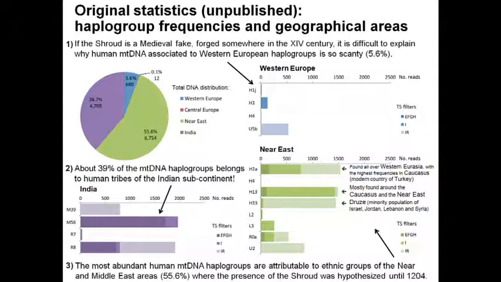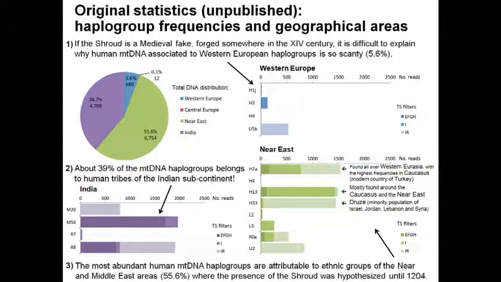About total DNA distribution, I'd like to show you that DNA from Western European populations is less than 6% of the total DNA we recovered on the Shroud. For Near East populations, the total DNA is almost 56%. The vast majority of mitochondrial DNA belongs to Middle Eastern populations, and 39% from Indian tribes.